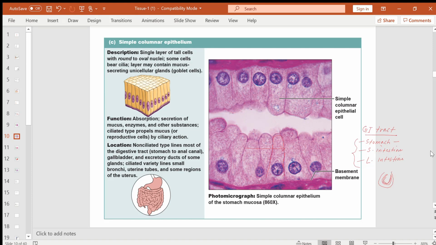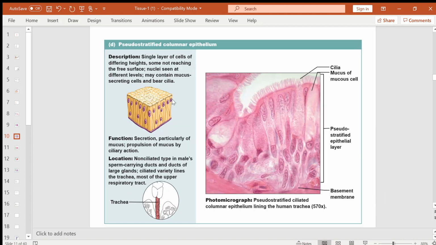A small part, also in the inner lining of the bronchial, bronchioles inside the lung. So just remember those few areas where you'll find simple columnar type epithelium.